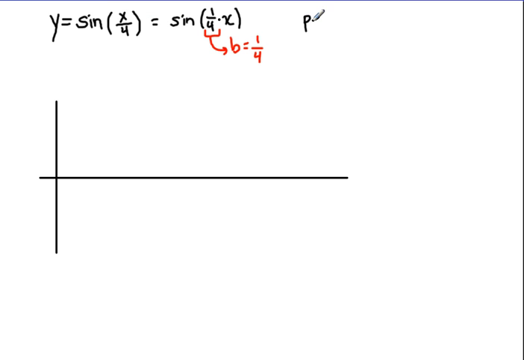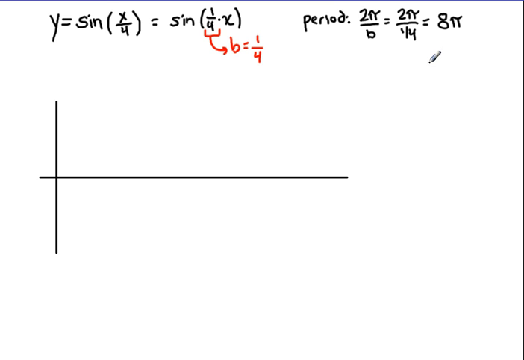Just keeping in mind that the formula we have, that the period of any sine or cosine is simply 2 pi over whatever our b value is. So in this case we'll have 2 pi over 1/4, which after we simplify it down works out to be 8 pi.